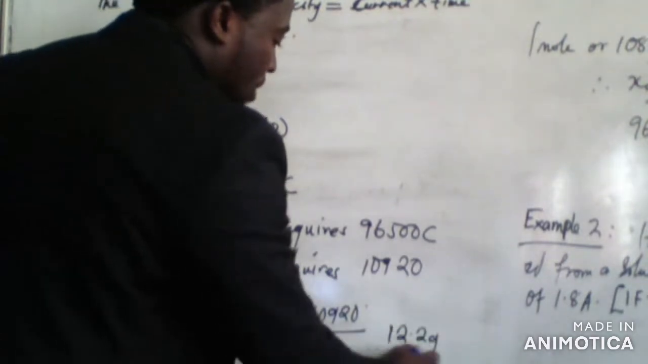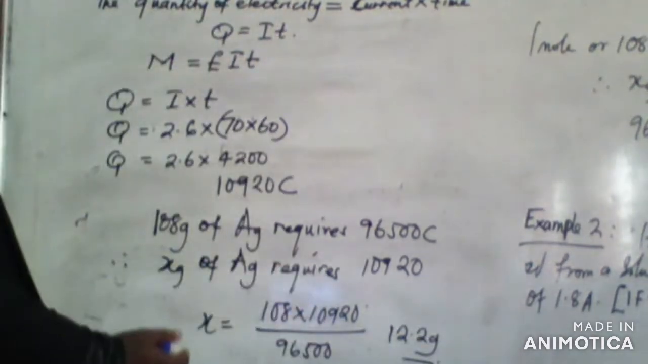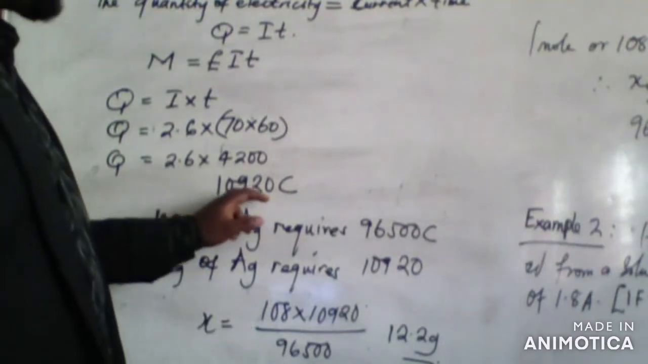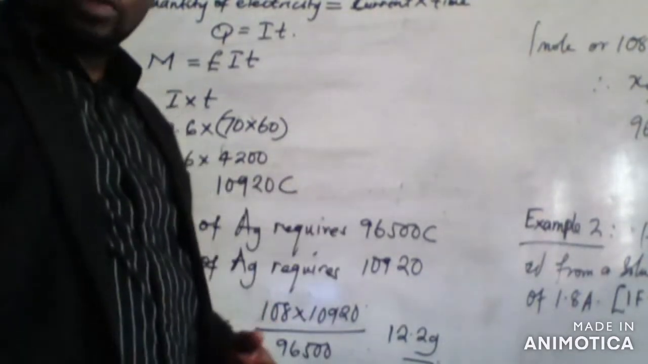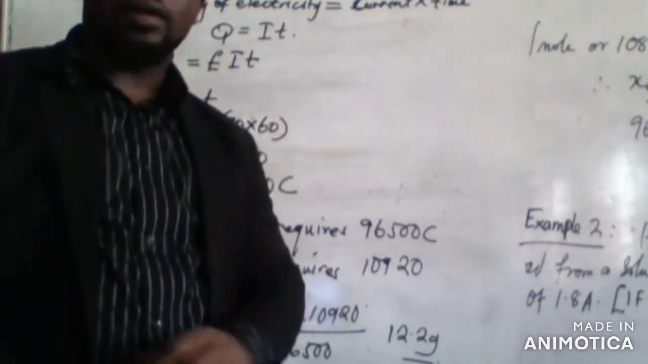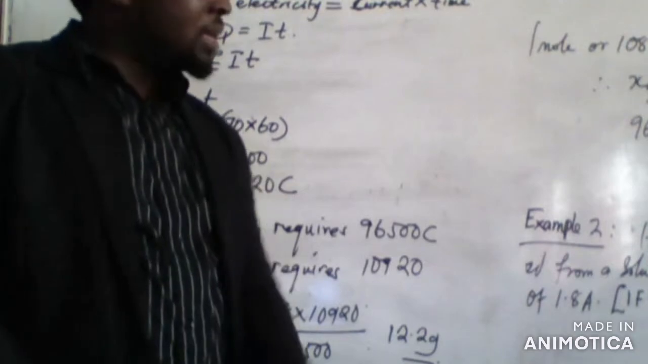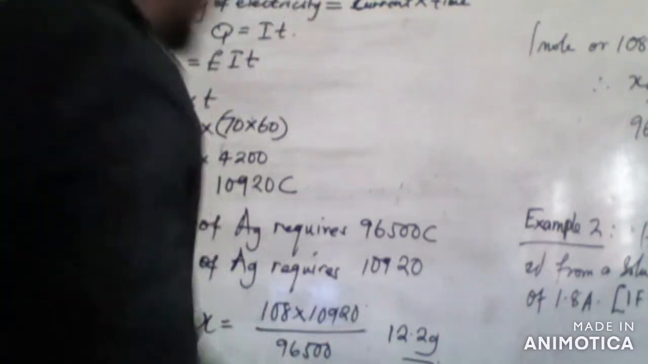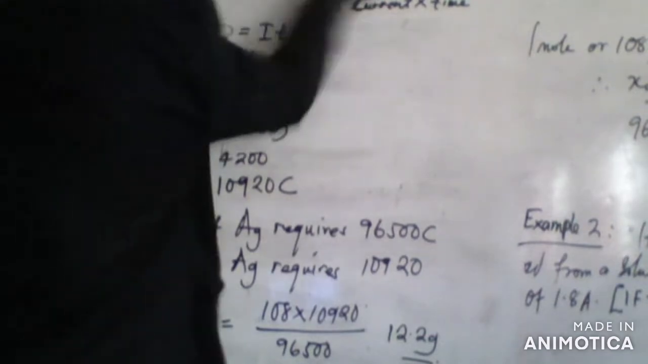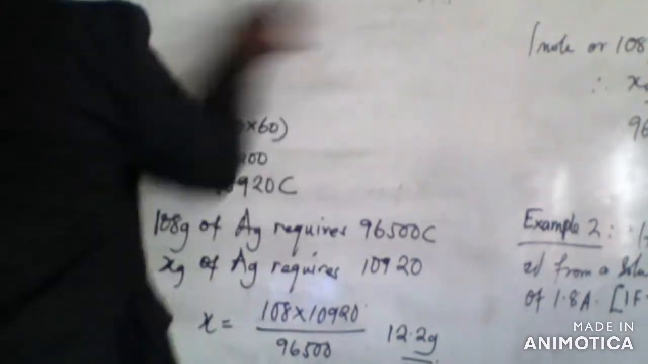When you multiply this and divide by this, it will give you 12.2 grams. So what does that mean? That 12.2 grams will be discharged at the cathode if 10920 coulombs of electricity is supplied through the solution of silver salt for 70 minutes. Alright, now let us see example 2. So this example 2 is another type of question you can see under first law.